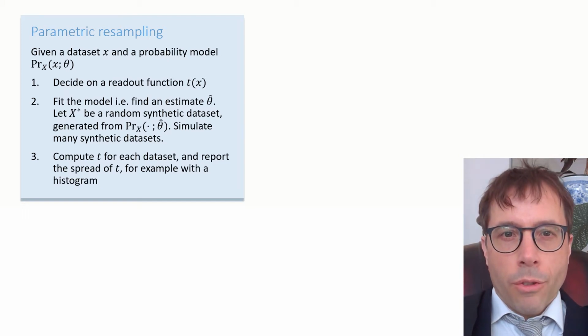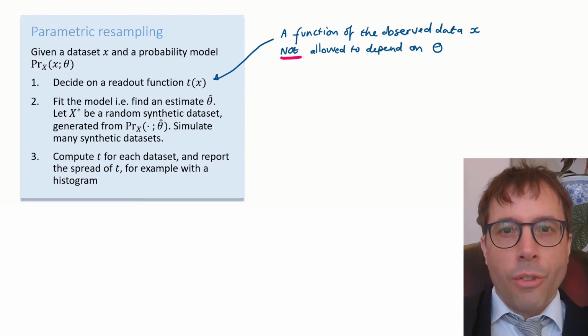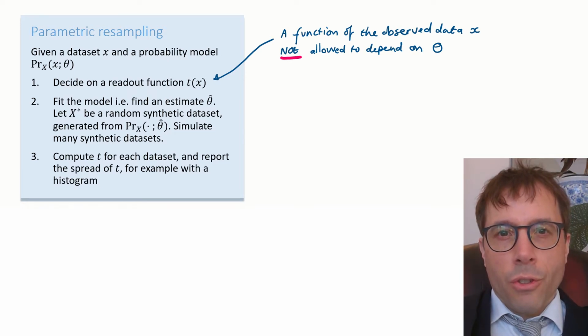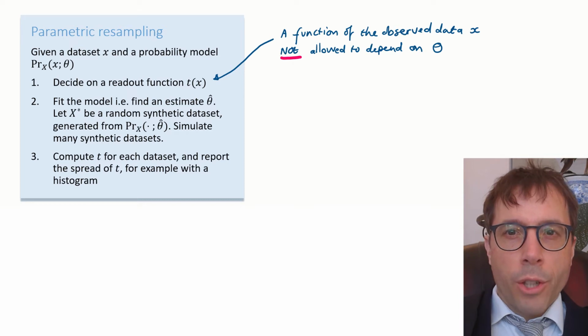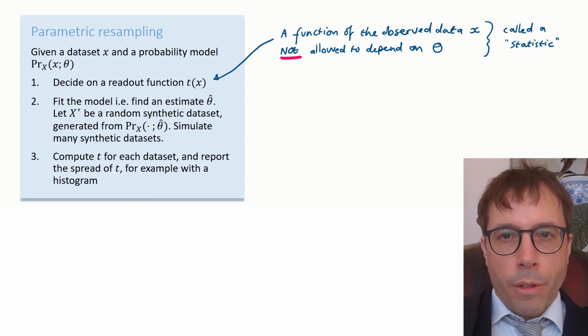One thing I want to stress. Our readout function t has to be a function of the observed data, something you can compute given the data. It's not allowed to depend on the unknown parameters. This is a common mistake I see in exam answers. You're asked to measure the uncertainty in one of the parameter estimates, you're rushed for time, and you don't notice that your readout function depends on one of the other unknown parameters. A readout function like this, something you can compute given the data in front of you, is called a statistic.